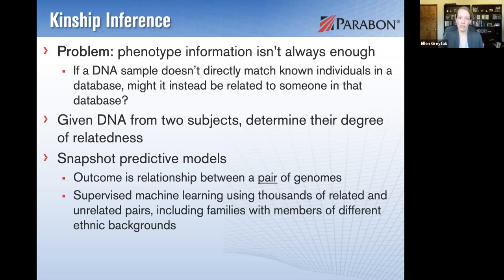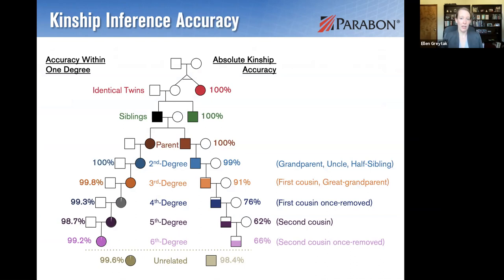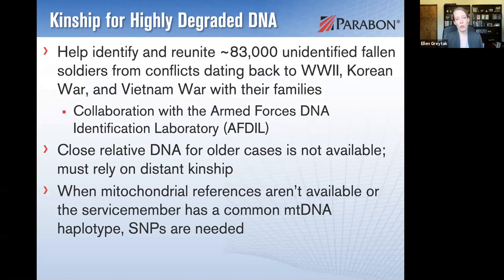We can predict with very high accuracy out to sixth degree relatives, which are second cousins once removed, and distinguish them from unrelated pairs. And this has particularly become useful. We're working with the Armed Forces DNA Identification Laboratory, which is responsible for doing the DNA testing to identify soldiers who, there are still tens of thousands of soldiers from past conflicts, particularly World War II, the Korean War and the Vietnam War, who have not been identified. Their remains have not been returned to their families. And so AFDL has really been pushing the envelope on DNA testing for really, really difficult samples like this.